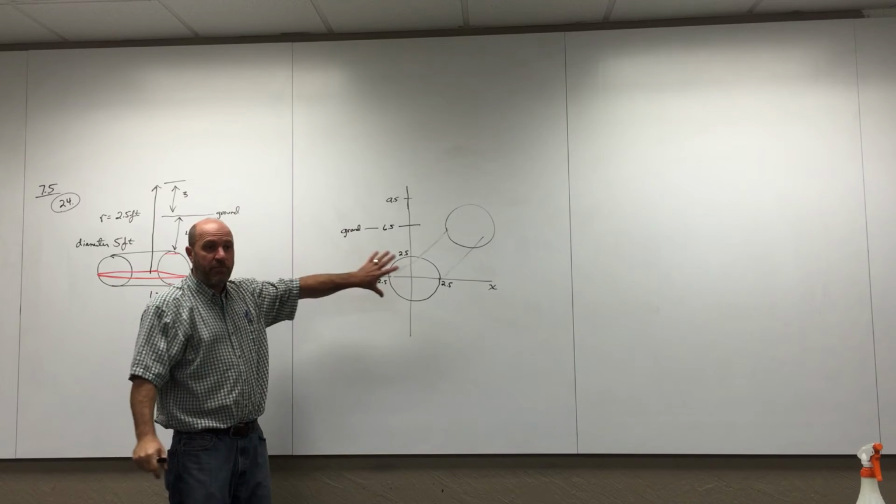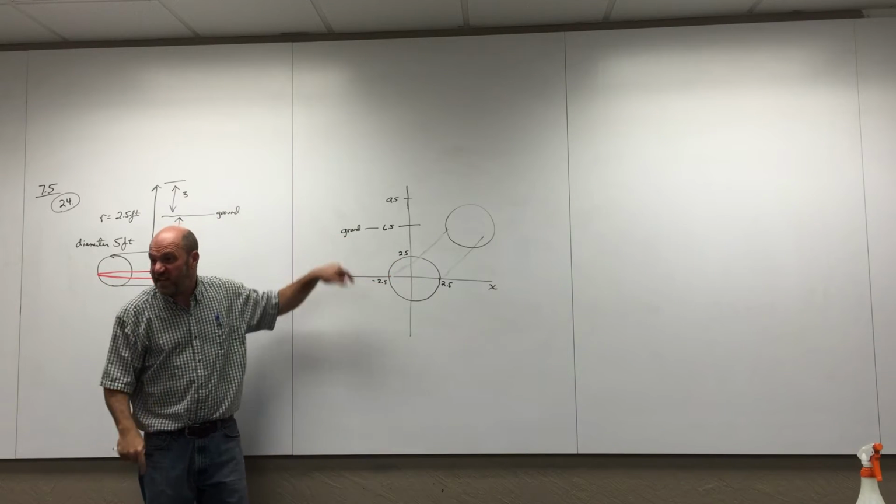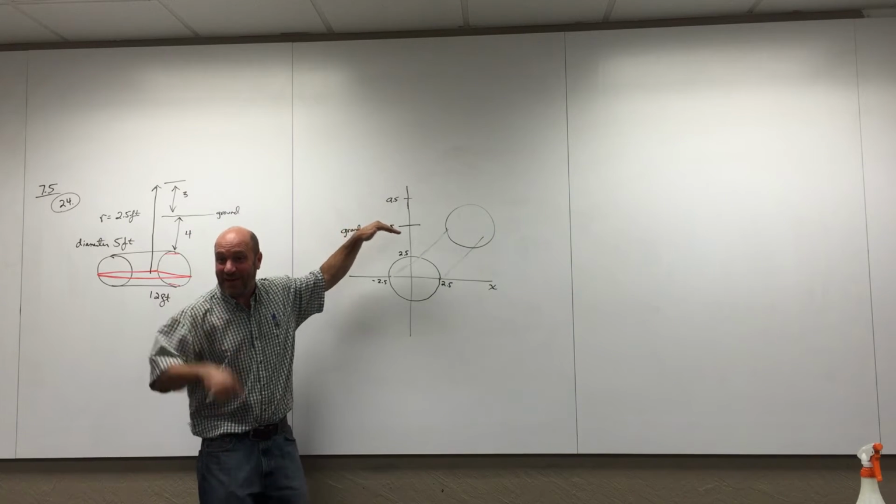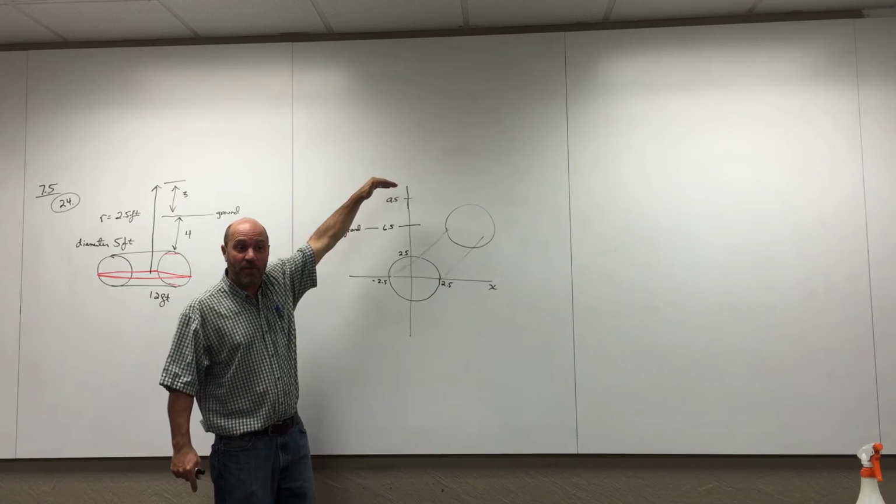I decided to center my circle at the origin. It's radius 2.5. From there, I go up 4 feet to ground level, and then I go 3 feet above that because that's what the problem wanted.